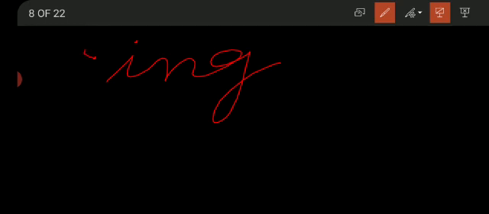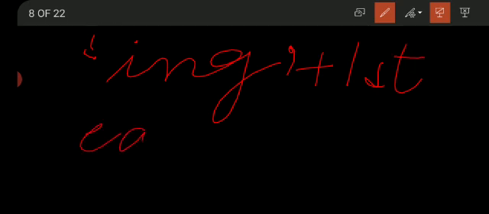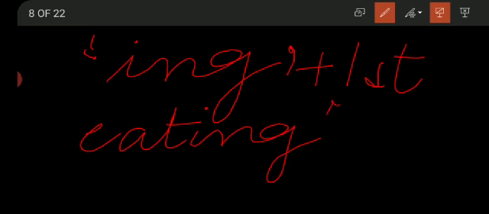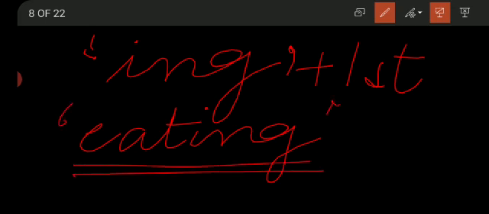Students, keep this in your mind that in the continuous tenses we always use ing, or you may say that is the hint of continuous tenses. And in continuous tenses we use the first form of verb. For example, eat is the first form of verb, and to make it continuous we will add ing with it. So eating is a continuous tense.